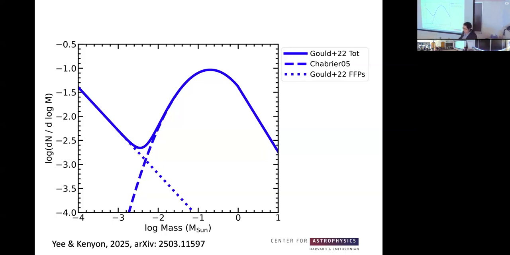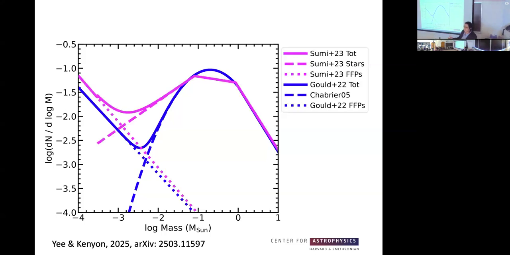And we also, well, we as a field, the MOA group did an independent measurement of the mass function, combining information from both the timescale distribution and the Einstein radius distribution, and they produced this measurement of the mass function. The free-floating planet mass function is very similar, but they find many, many more brown dwarfs than you get from just a Chabrier mass function, which is interesting.